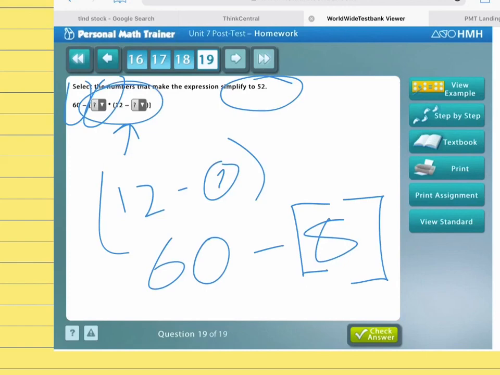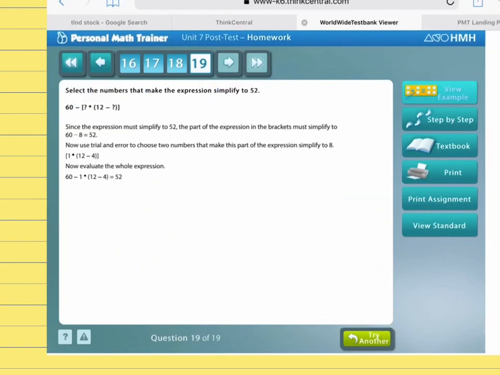And here is what Think Central says is the answer. So they're saying plug in 4 right here. If they give you that choice, you do that first. That would give you 3. And then 1 here. No, 4. That would give you 8. And then 1 times 8 is 8. So you would have 60 minus 8 is 52. And you got that done.